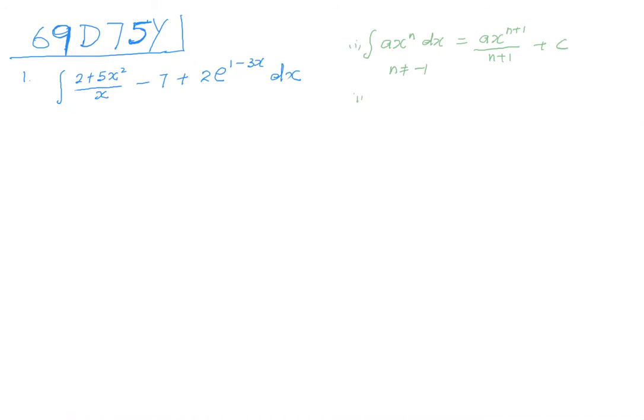Second, if you integrate a constant, you will get a constant times x, correct? Okay, if you integrate power e, up here must be linear. You copy down the whole thing, divide by coefficient of x plus c.